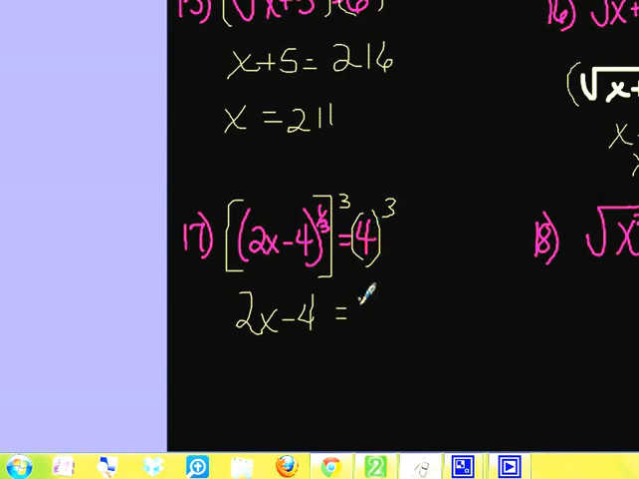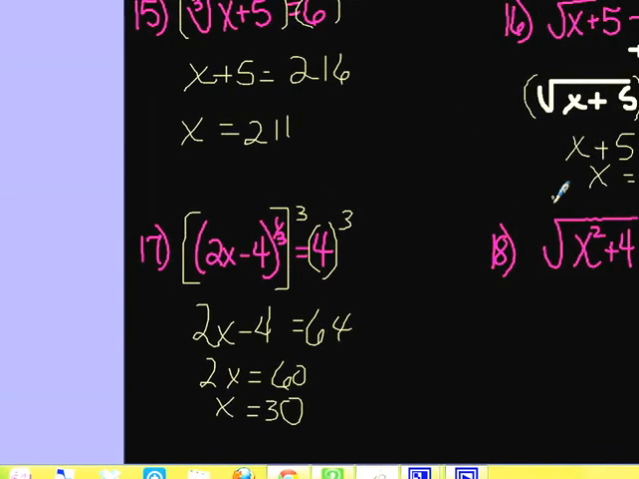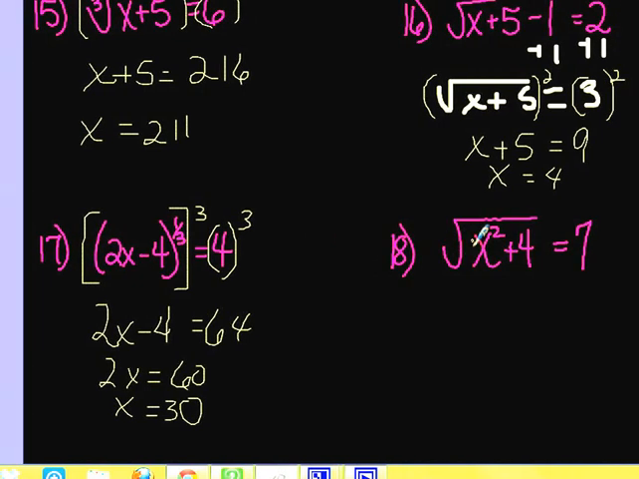And 4 cubed is 64. And we're going to subtract 4 and get 60. And then divide by 2 and get 30. And so, again, we should probably check this, but for sake of time, let's move on. Since it was raised to a cube, you don't have to worry about extraneous roots.